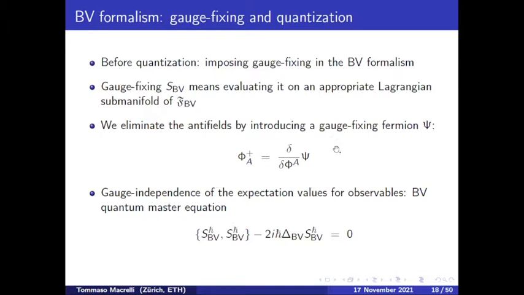And then we have to ensure that the expectation values for observables are gauge independent. And this leads to a generalization of the classical BV master equation called the quantum master equation. It is the last expression of the slide. The first bit is the classical master equation. Then we have a second term featuring h bar, and this delta BV, that is the BV Laplacian, is a second order differential operator that contains one functional derivative with respect to field and one functional derivative with respect to antifield.